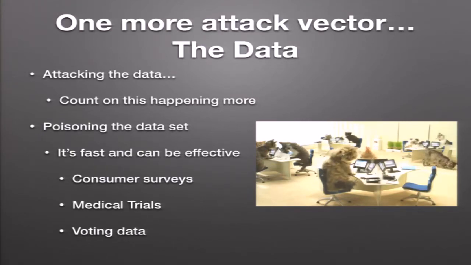So one more attack vector is the data itself. All of these hyperscale infrastructures are based around the idea that there's a massive data set that they're crunching, so there's lots and lots of numbers. So you can poison the data set. It's fast and can be fairly effective.